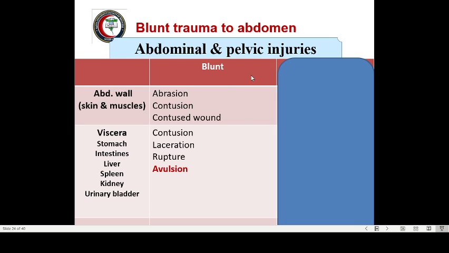Abdominal and pelvic injuries. The abdominal region consists of abdominal wall, this is the skin and muscles, and we have multiple organs inside the abdominal cavity. I want you to know that these organs may suffer from contusions, laceration, rupture, or avulsion, and I will discuss avulsion later. The abdominal wall will suffer, as we discussed, from abrasions, contusions, or contused wound.